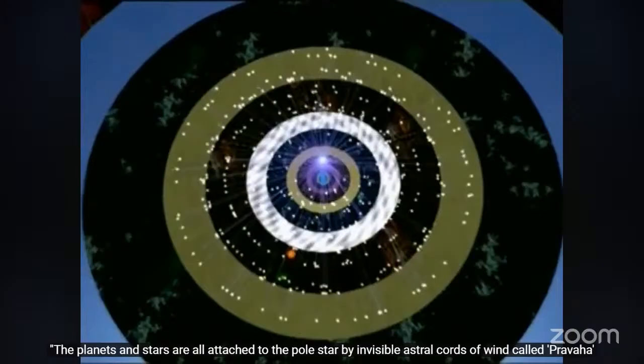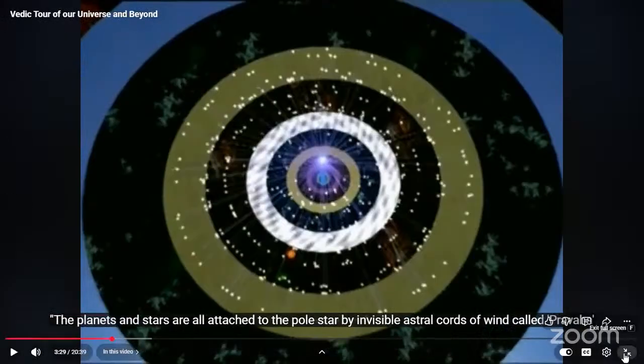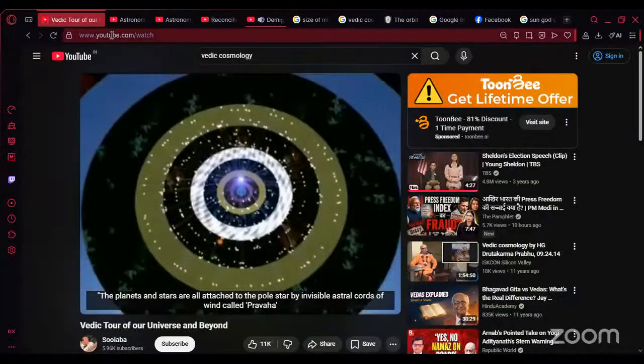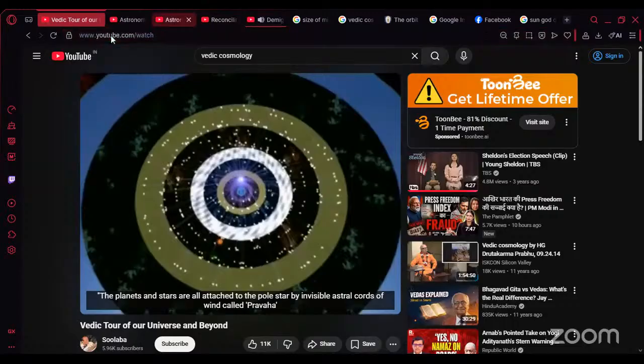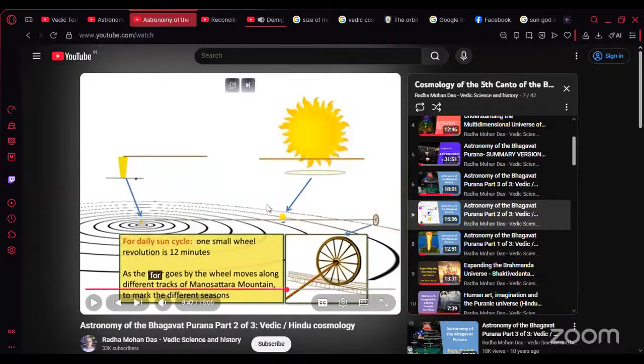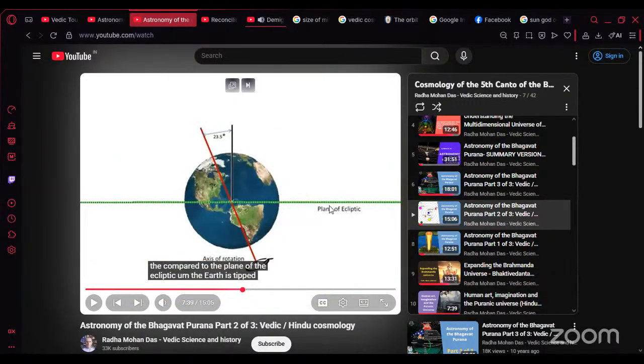See, what we are doing, we are calculating with the pole star and we are calculating with the sun. So if you say the sun is exactly, it should be at the equator. So I will show the other video.